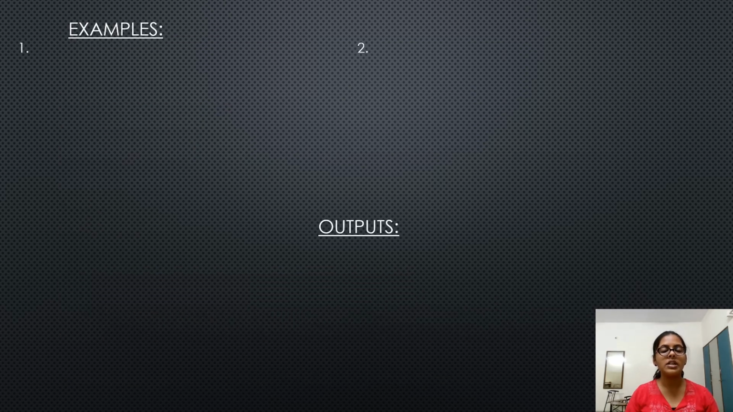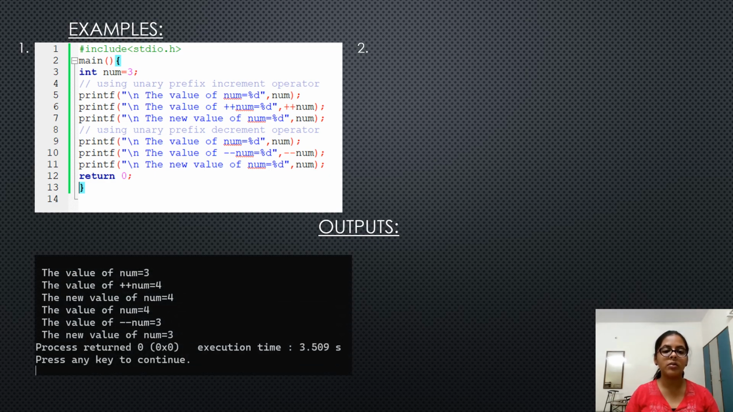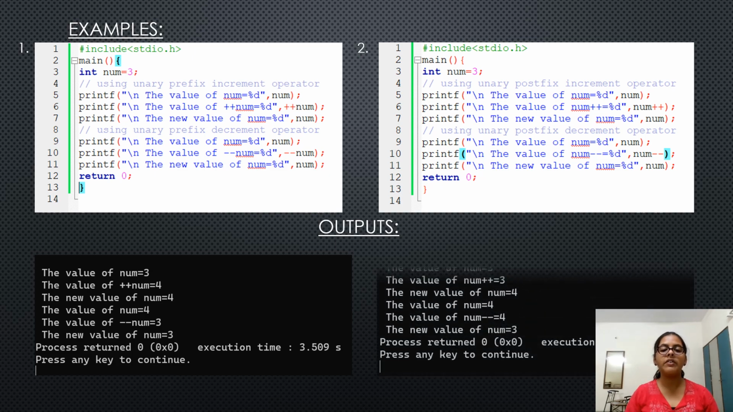Let us understand this more nicely with the help of a program. This is a program for the unary prefix increment and decrement operator. Here we have taken an integer with the variable name num, and we have assigned it the value 3. So ++num becomes 4 and --num becomes 3 itself. Similarly, this is a program for the unary postfix increment and decrement operator, where the value remains unaltered for the computation.